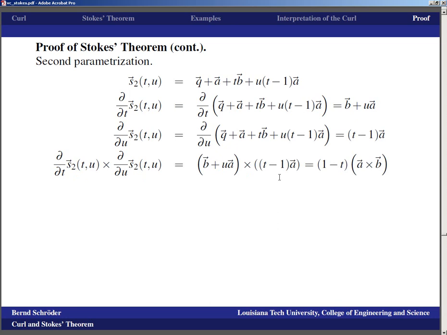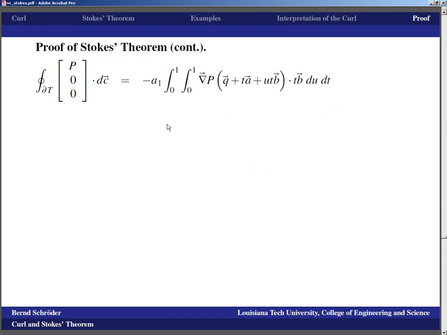I wanted to refer to a cross b in the same order either way. All right, so that means that our integral, which was negative a1, integral 0 to 1, integral 0 to 1, gradient of p dot tb du dt, minus b1, integral 0 to 1, integral 0 to 1, gradient of p times t minus 1, a, can actually be expanded. And note that this t here is actually the t from the parametrization, from the surface normal vector for the parametrization that we have here. And this t minus 1 is the 1 minus t that we had from the surface normal vector for this parametrization. Once we absorb the minus sign, it works all the way.